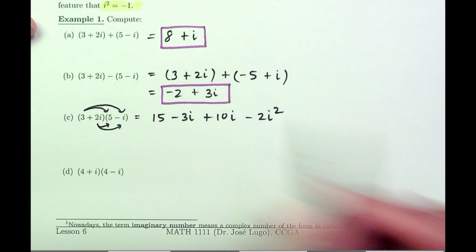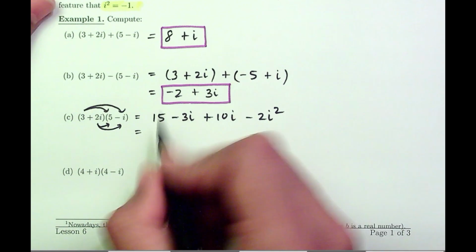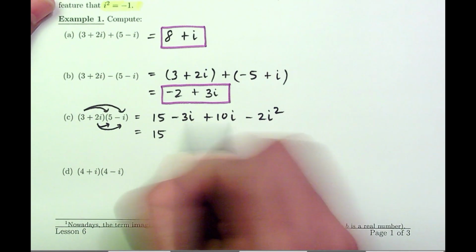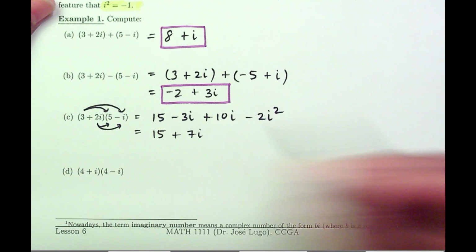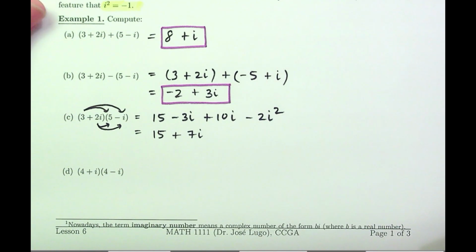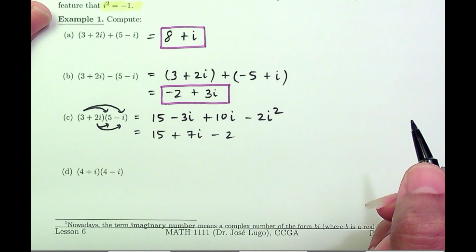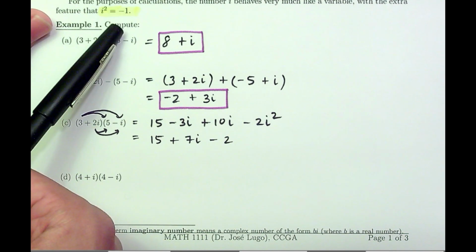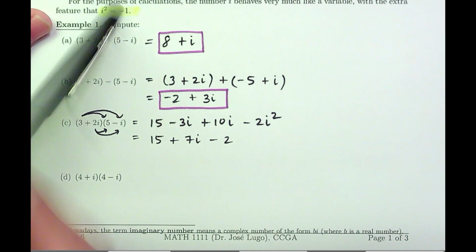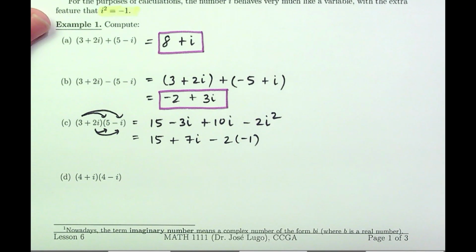Okay, now combine any like terms that you can. So this is going to be 15. I can combine these two, so that's going to give me plus 7i, minus 3i and 10i, 7i. And then here, you see the i squared, we're going to replace the i squared with -1.